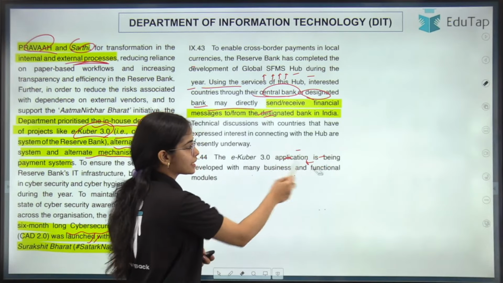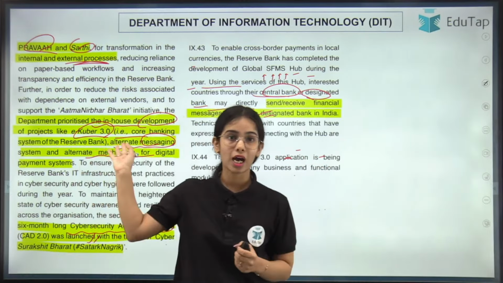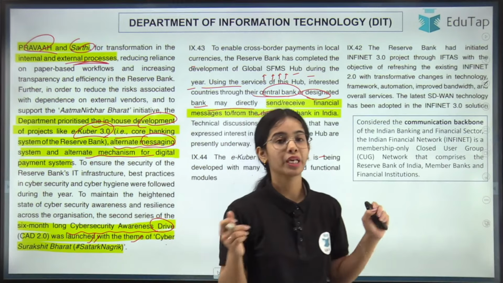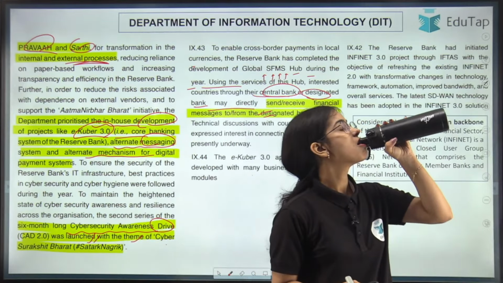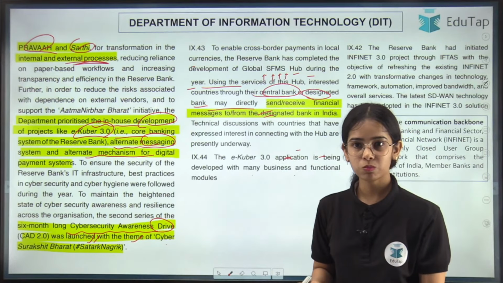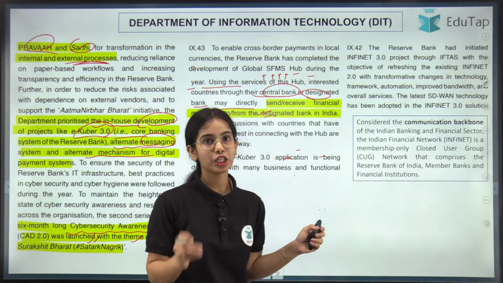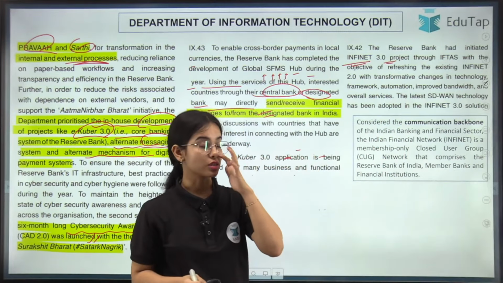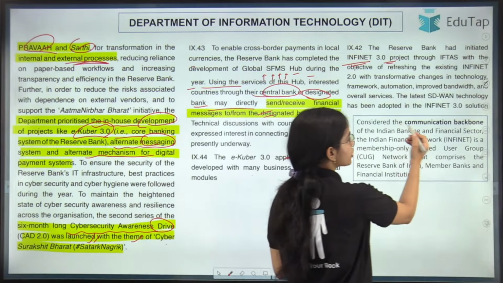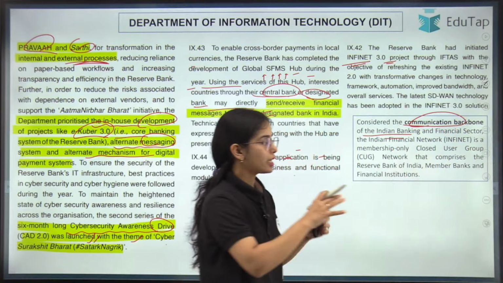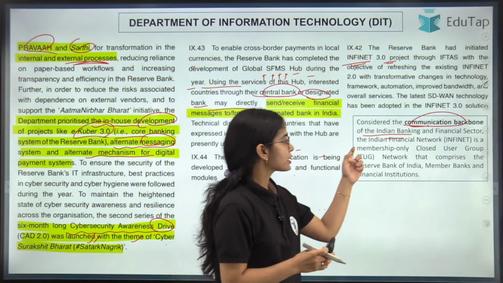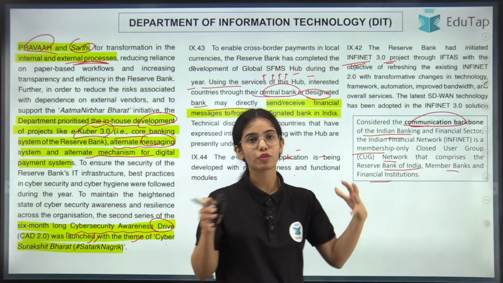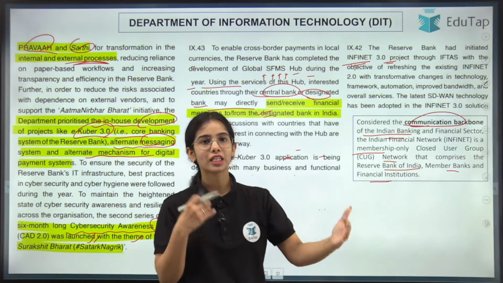eKuber 3.0, as it is said that the Department of Information Technology is developing in-house, is the core banking system of the Reserve Bank of India. Next is Infinet. The Reserve Bank had initiated the Infinet 3.0 project through IFTAS, that is a fully owned subsidiary of the Reserve Bank of India. Now, Infinet is a communication backbone in the Indian banking system, and Infinet consists of members such as the Reserve Bank of India, member banks, and financial institutions. So it is for a closed user group, for only the members, so that the communication can happen between these entities very smoothly.